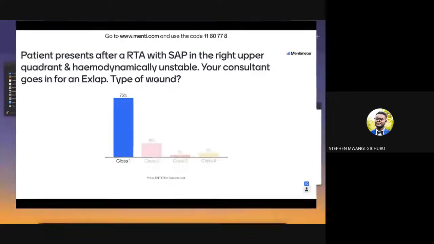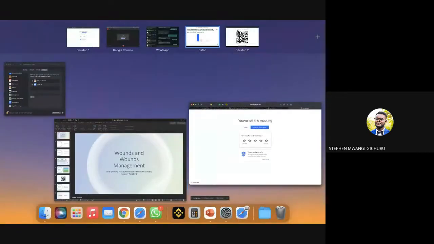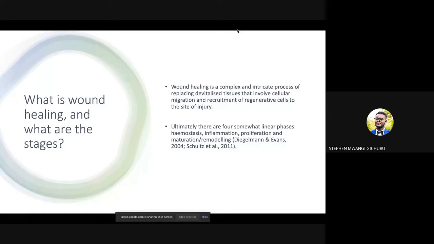So back to our discussion. What is wound healing? There's someone who was talking about wound healing. I don't know who it was, I've forgotten. But wound healing is a process. It's not just a one-day event, and it involves 4 linear processes: hemostasis, inflammation, proliferation, and then remodeling. Frederick, what do you understand by hemostasis?